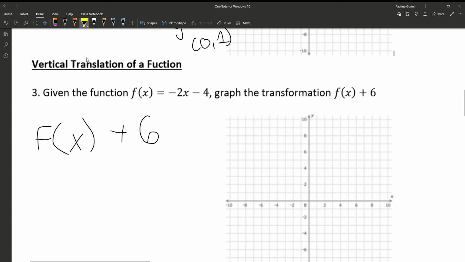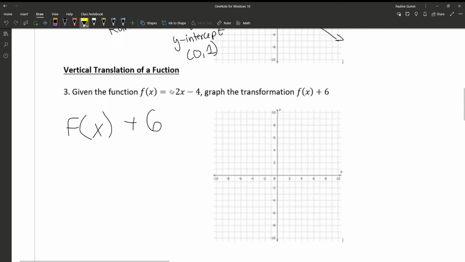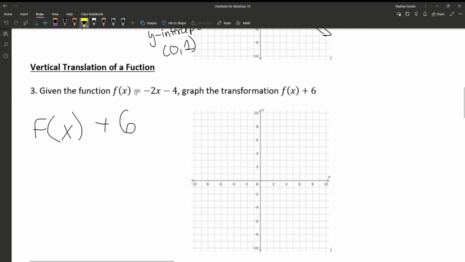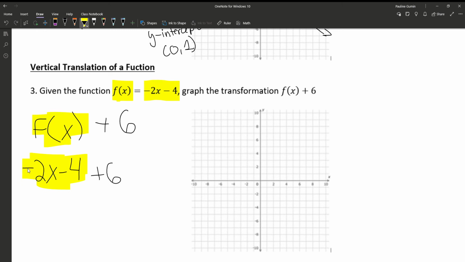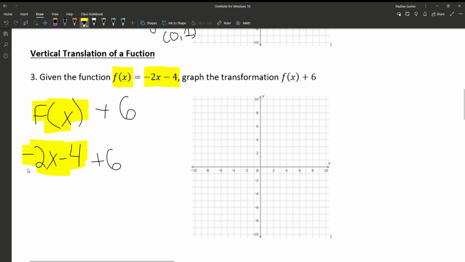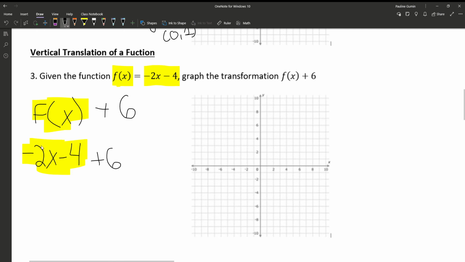How lucky for us. We have our function. Our function is negative 2x minus 4. So instead of f of x, I will write negative 2x minus 4, and the plus 6 goes on the outside. Okay, success! All we have to do now is combine some like terms. Unfortunately, the negative 2x is all by itself. Negative 4 plus 6, we can combine those and get positive 2.